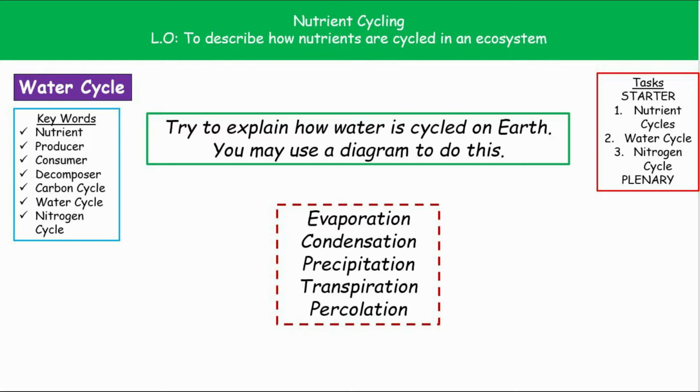Now if you want to do a diagram, by all means feel free, and I've given you 5 key words that I'd like you to try to use. Now don't just write down those 5 keywords and think that's an explanation. Maybe explain what those words mean and then how they tie together in the cycle. So I'm going to give you about 3 minutes so you can have a really good go at explaining how water is cycled on Earth.